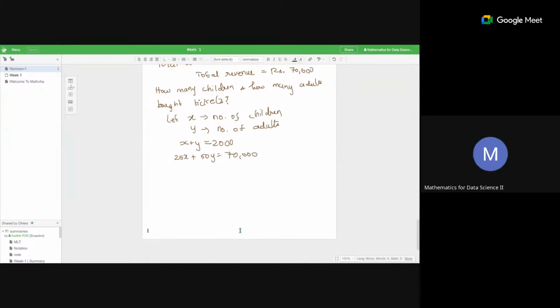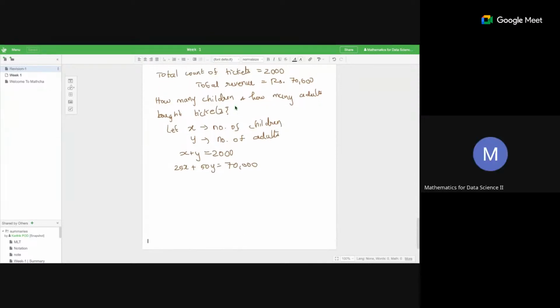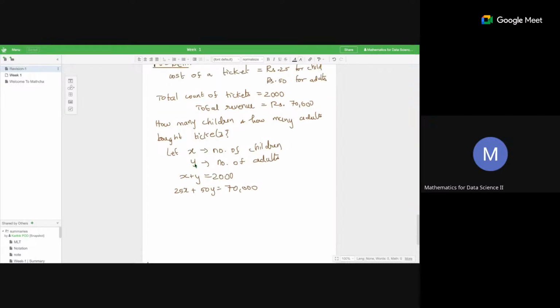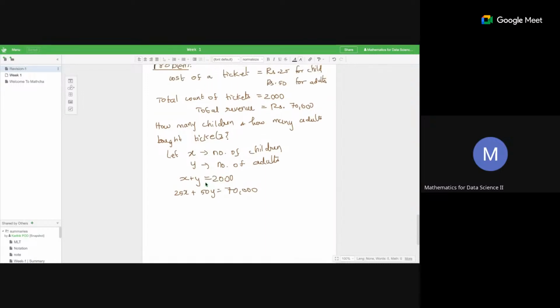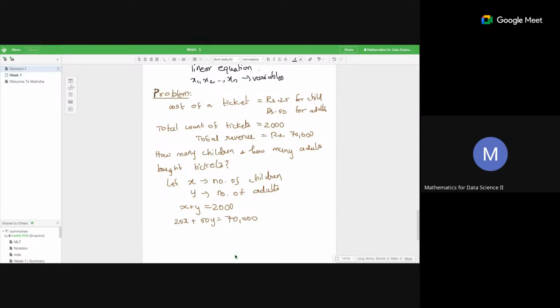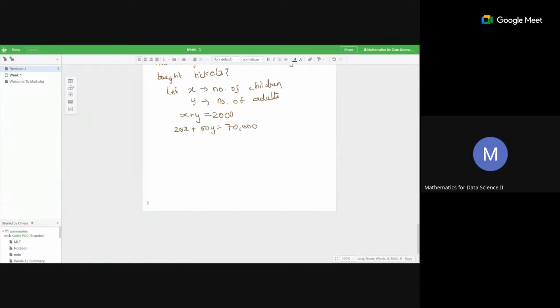Fine. So here I gave this example so that you have a feeling that linear equations are not something just with variables and numbers. They arise in natural scenarios. That's why I gave this example here. Okay. So now I will just write the general form for a system of linear equations.